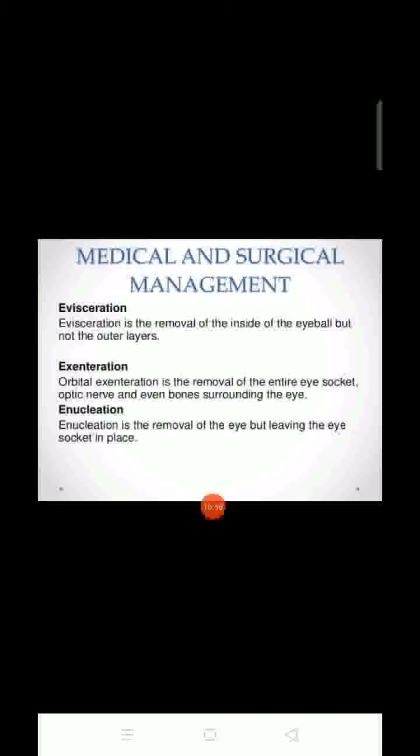Next one is the enucleation, which is the removal of the eye but leaving the eye socket in place. Okay, we have to leave the eye socket in place.